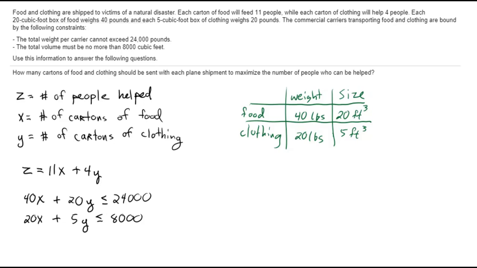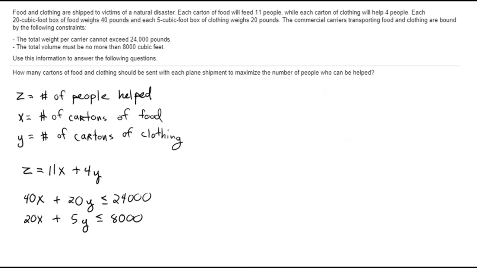I'm going to get rid of this chart to make room for the graph, because the chart was just to help me organize information so I could come up with the constraints. Now that I have the constraints, I don't really need the chart anymore. So I'm going to draw a graph in here. And this graph doesn't have to be perfect. The idea is to give you a sense of where the corners are.